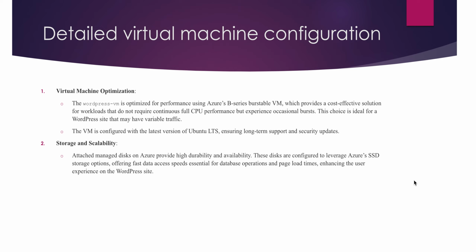Now we have the detailed virtual machine configuration: the virtual machine, and then storage and accessibility. First we go to the virtual machine. The WordPress VM is optimized for performance. It uses Azure's B-series burstable VM.